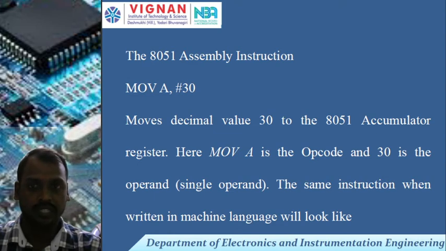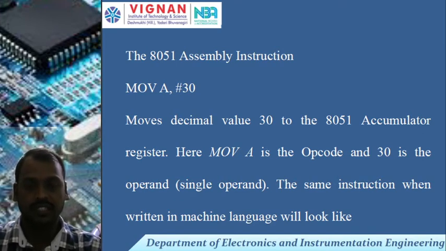Move ax comma bx means initially we have to load some value in bx. That means move bx comma hash 20. Then move ax comma hash 30, then add ax comma bx means add ax with the bx value. Suppose we loaded 30 into ax and 20 into bx. Then add ax comma bx means 30 plus 20, 50. The result is stored in the accumulator, the ax location only.